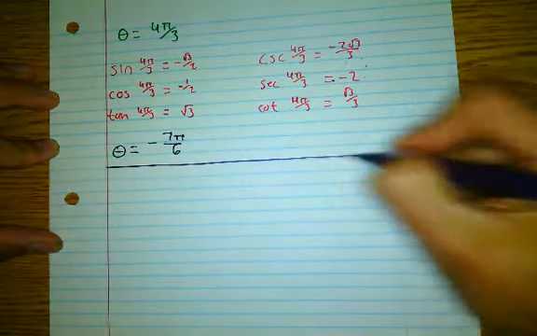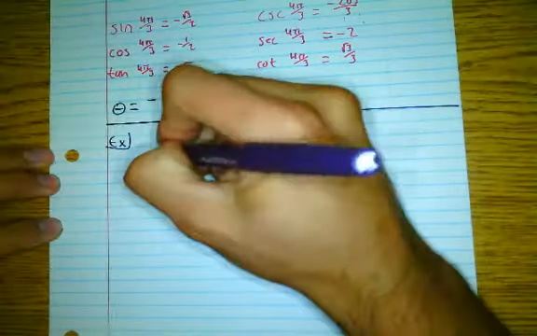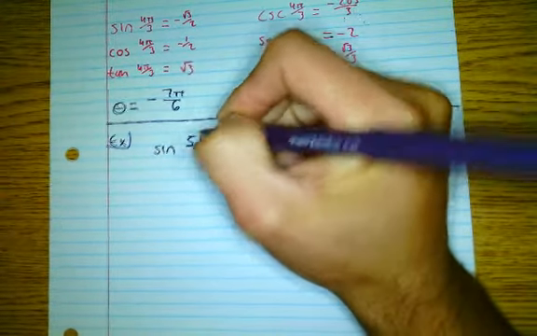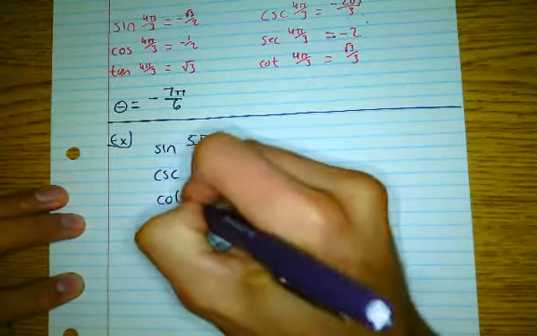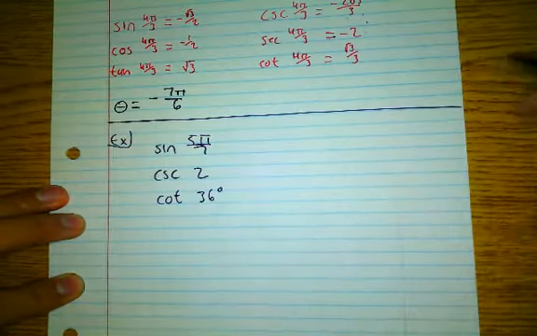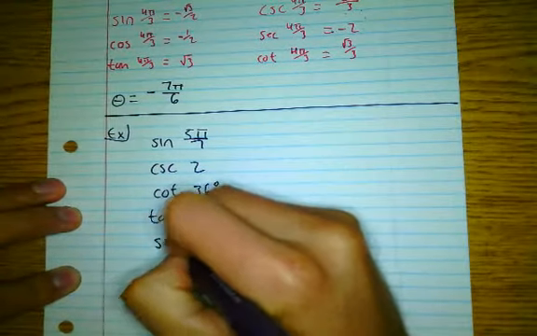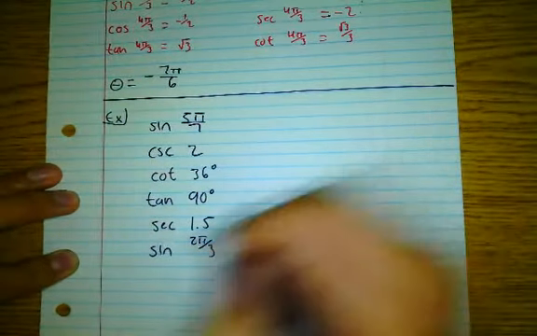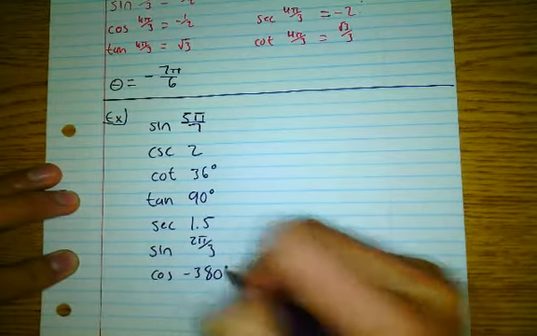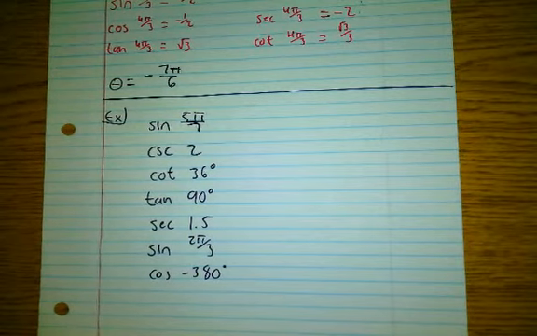I want you to find the following trig ratios, okay? I want you to find out what sine of 5 pi over 7 is. I want you to find out what cosecant of 2, cotangent of 36 degrees, tangent of 90 degrees, secant of 1.5, sine of 2 pi over 3, and last but not least, I want you to find the cosine of negative 380 degrees. So I have how many? 1, 2, 3, 4, 5, 6, 7 different ratios that I need you to find.